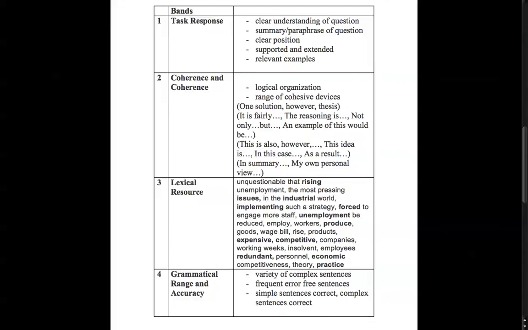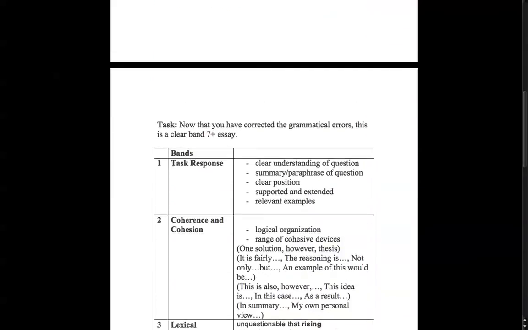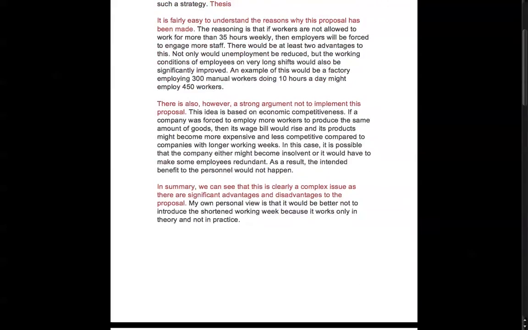For coherence and cohesion, that should be. There is logical organization. As we can see, there is a very clear thesis statement which relates to the first body paragraph's topic sentence, the second body paragraph's topic sentence, and the first sentence of the conclusion. There is a range of cohesive devices, as you can see, connectives such as one solution, however, in the thesis. Then we have it is fairly, the reasoning is, not only, but. An example of this would be, this is also, however, this idea is, in this case, as a result, in summary, my own personal view. As you can see, these expressions here add coherence to the text by linking the sentences and ideas together.